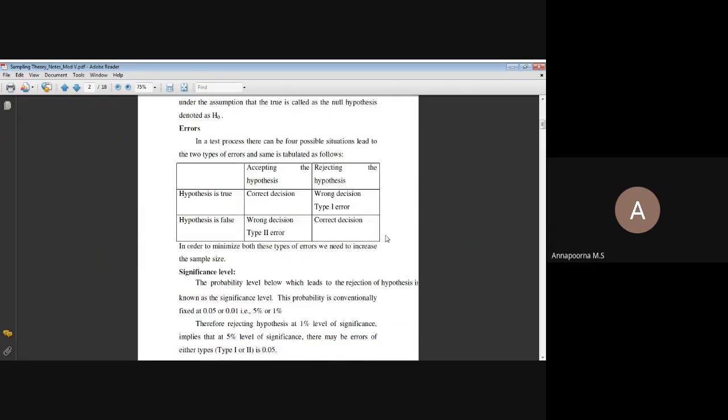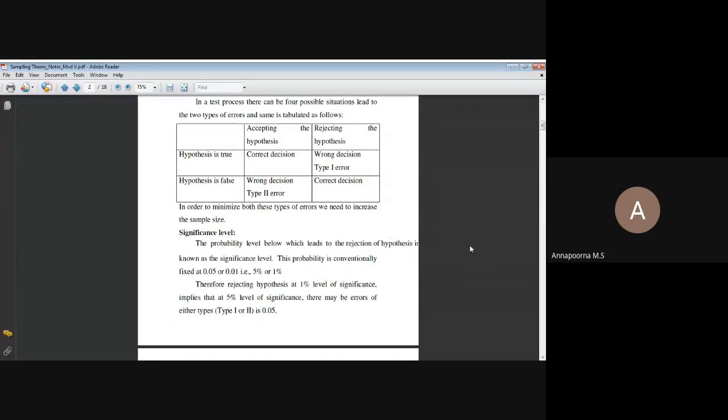Okay. So now we'll discuss significance level. What does this significance level mean? This is nothing but a probability level, the probability level below which leads to the rejection of the hypothesis, is known as significance level. Here we are discussing two types of significance level. One is the 5% significance level. One more is the 1% significance level. Basically, the significance level is a probability level below which leads to the rejection of the hypothesis, right?